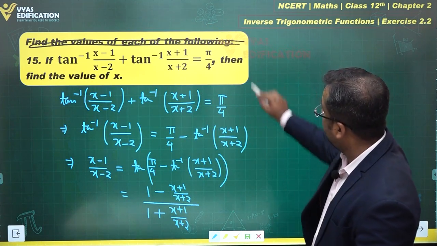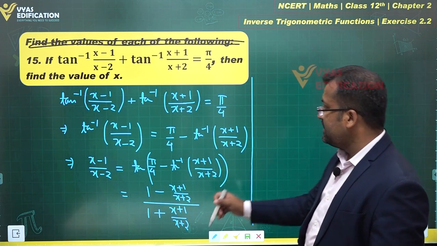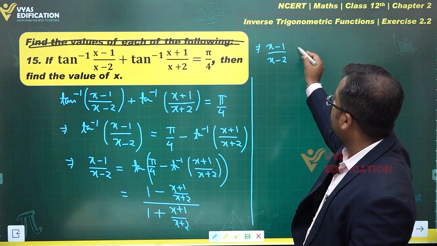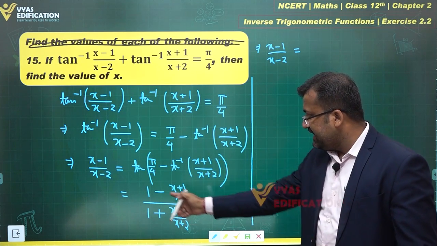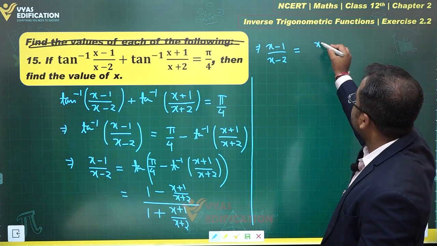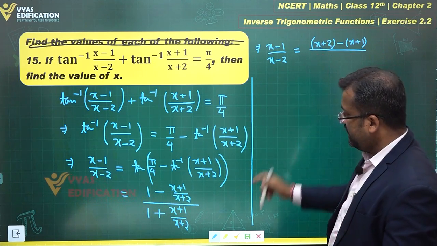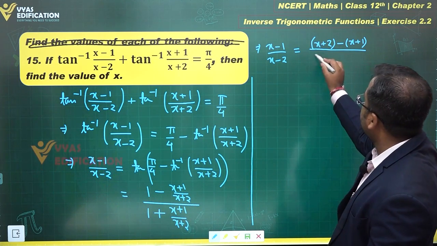Keep this in mind. Once you're through with this, what happens is, in the LHS you have x minus 1 and you have x minus 2, which is equal to, let's take the LCM over here, x plus 2 minus x plus 1 in the numerator, x plus 2 plus x plus 1 in the denominator.